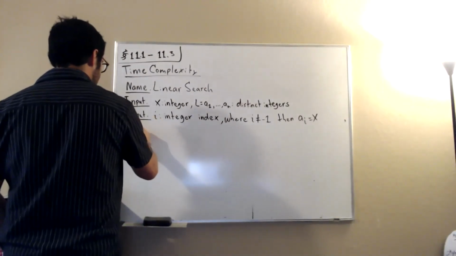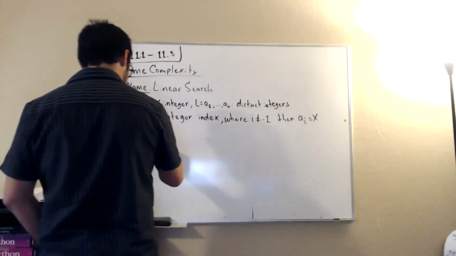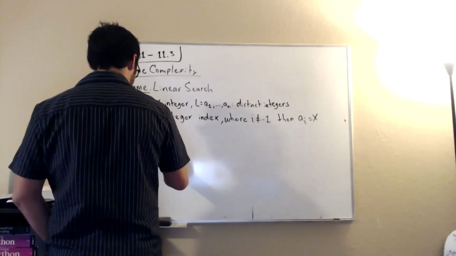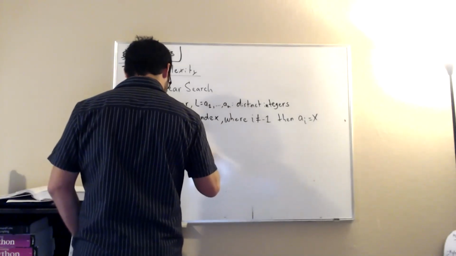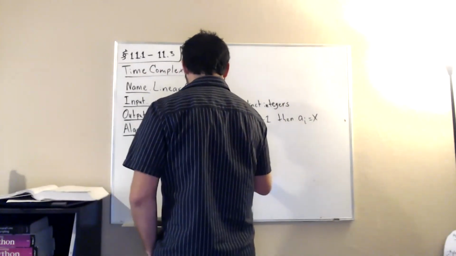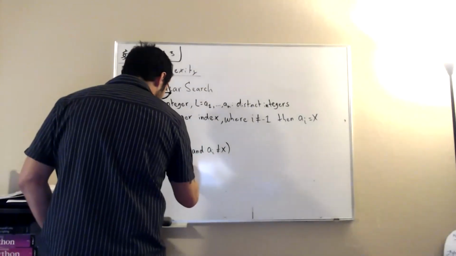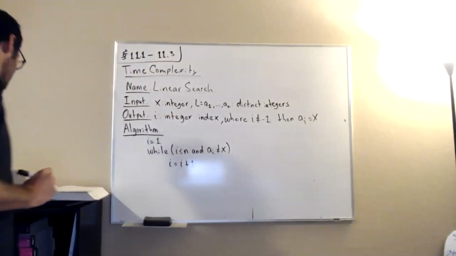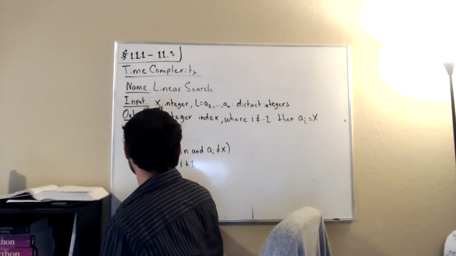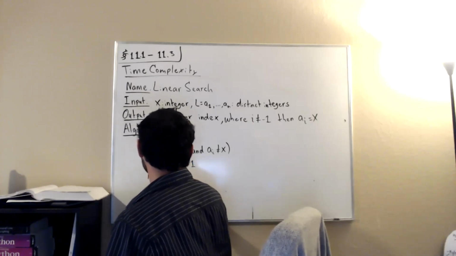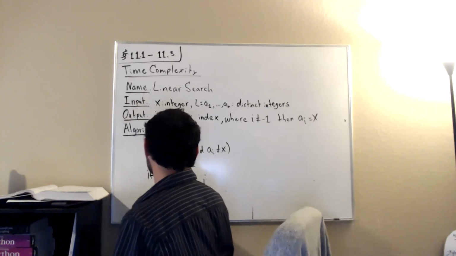So then the algorithm looks like this. We say i is equal to 1, and then we have a while loop. While i is less than or equal to n, and a sub i is not equal to x, we're going to increment i. So i is equal to i plus 1. Then at the very end, we have an if statement. If i is less than or equal to n, return i, else return -1.